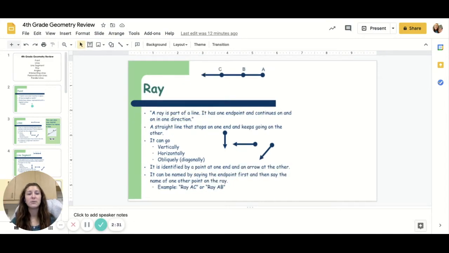The next one is a ray, and a ray is a part of a line. It has one endpoint and continues on in one direction. So it's a straight line that stops on one end and keeps going on the other. We can see right here we have point A, and it's going to keep on going forever in this direction because that's the one that has the arrow on it. Same thing, it can go those three different directions, and it is identified by a point at one end and an arrow on the other. So it could be named here as ray AC or ray AB based on the letters that are in the ray.